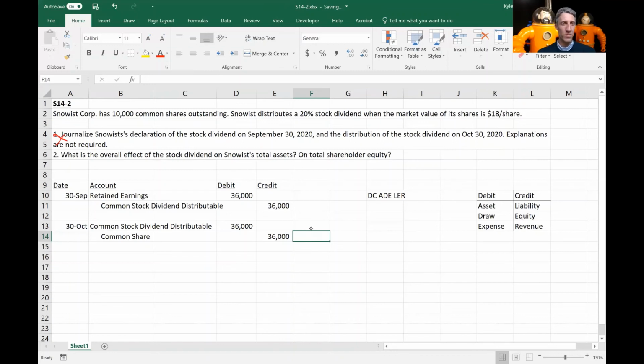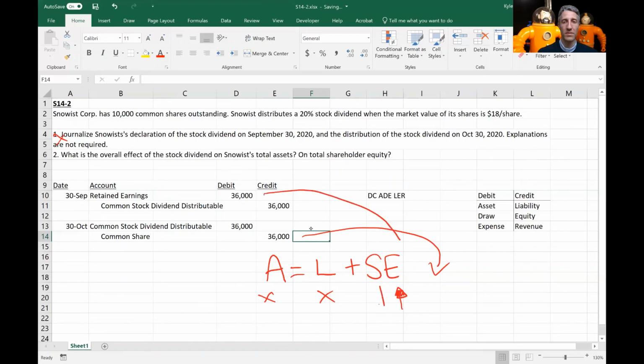Requirement number 2 asks us, what is the overall effect of the stock dividend on Snowis's total assets or on shareholders' equity? So to do this, I'm going to write down the fundamental accounting equation, assets equals liabilities plus shareholders' equity. So what is happening here? Let's think about this critically. Is there any impact on cash or on any of the assets? Well, the answer here is no. Is there any impact on liabilities? Well, the answer here is no. And what's happening here is the number of common shares is increasing. Yes, the book value of common shares is increasing, but that came out of retained earnings, which is decreasing. So there's no impact on shareholders' equity as well.